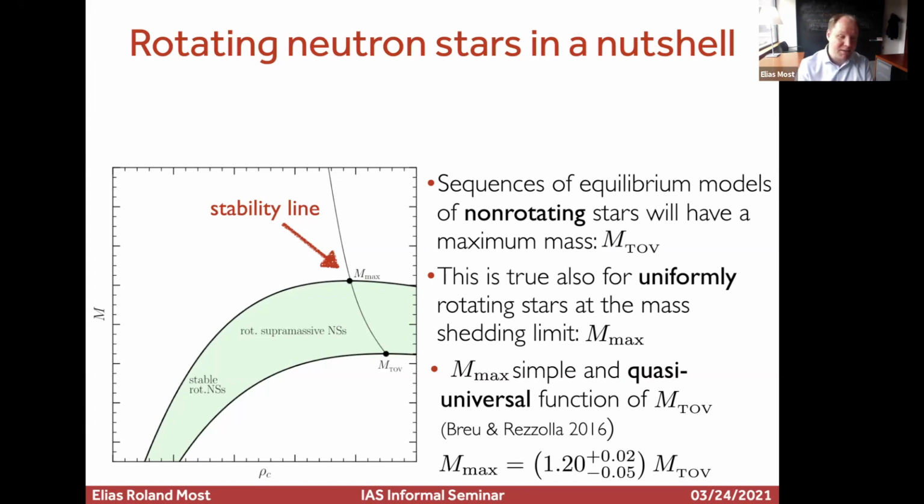And so what will then happen is you can tune up the rotation to the point where you go to the stability line. This is called the Keplerian limit. At that point, you really start shedding mass at the equator of the star. You're basically spinning it too fast, and so the rotation velocity would exceed the speed of light, essentially. So this is telling you rotating stars can support more mass, about 20% more, but not more, otherwise they would become unstable.